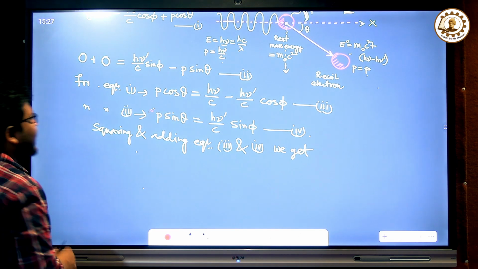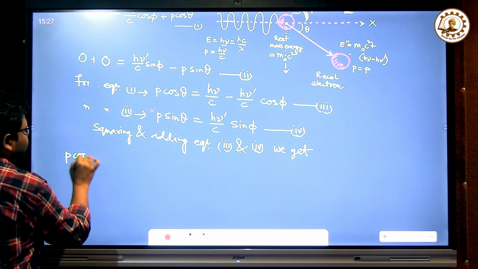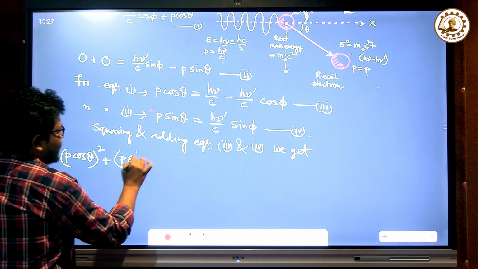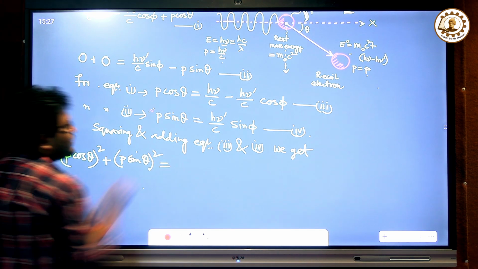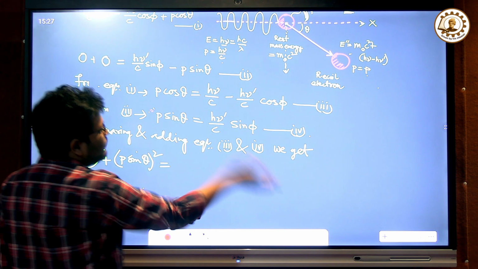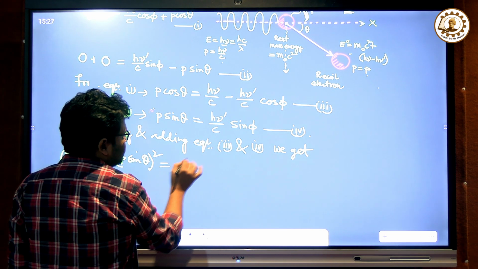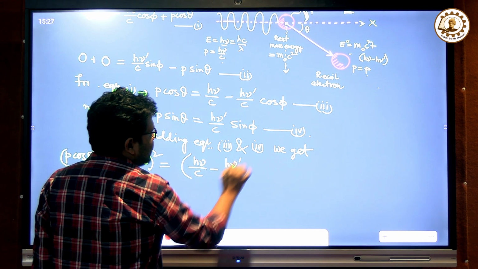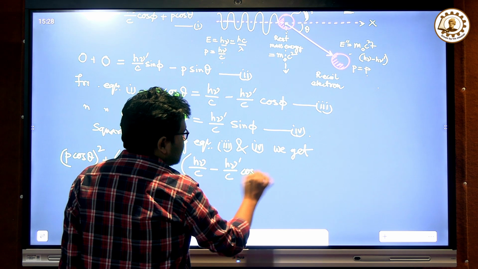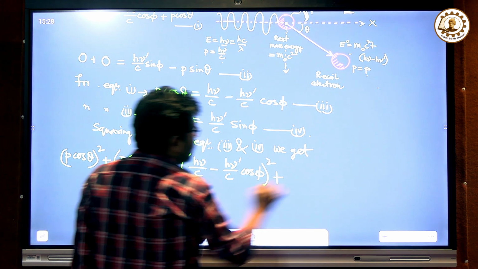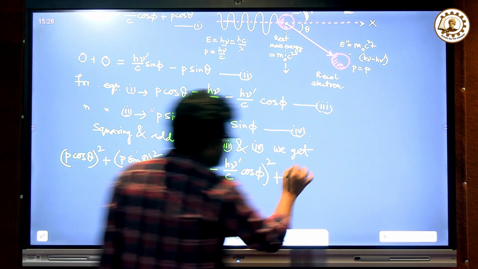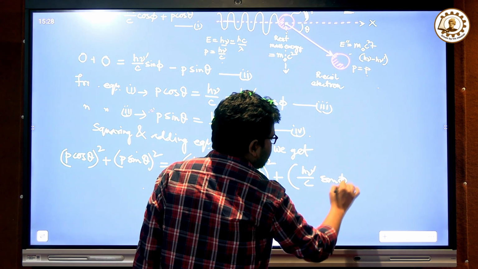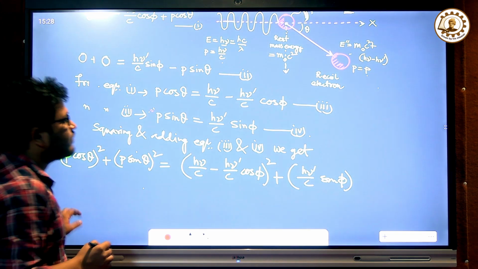On the left hand side we have (p cos theta)² plus (p sin theta)². Clear? And on the right hand side we have these two terms. The first term is (h nu by c minus h nu prime by c) cos phi whole square, plus this term, (h nu prime by c) sin phi whole square.